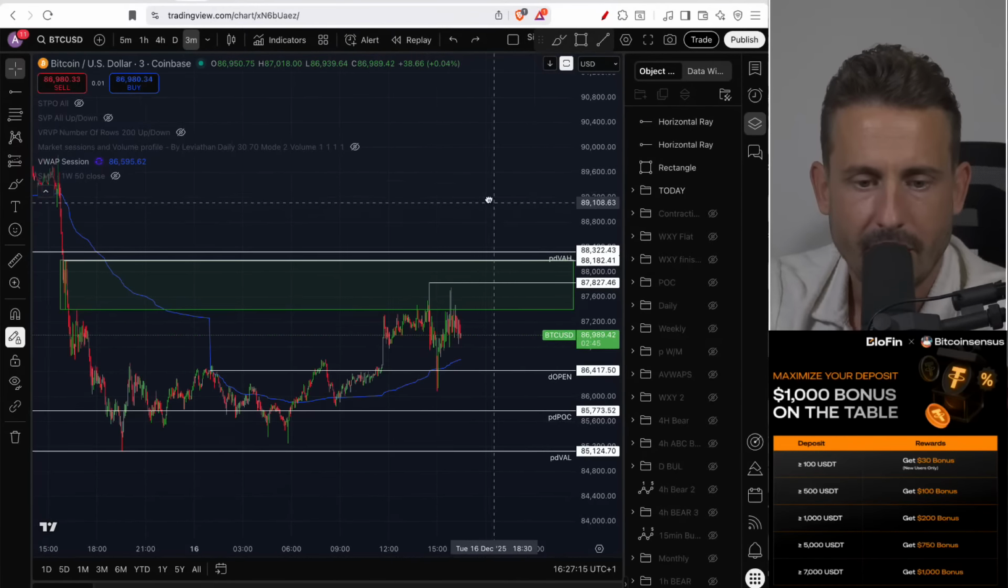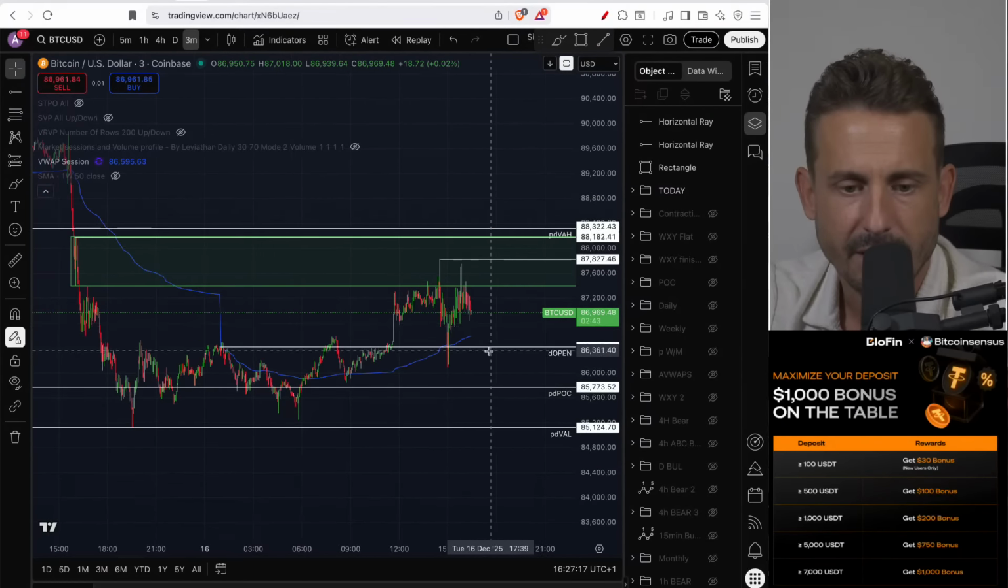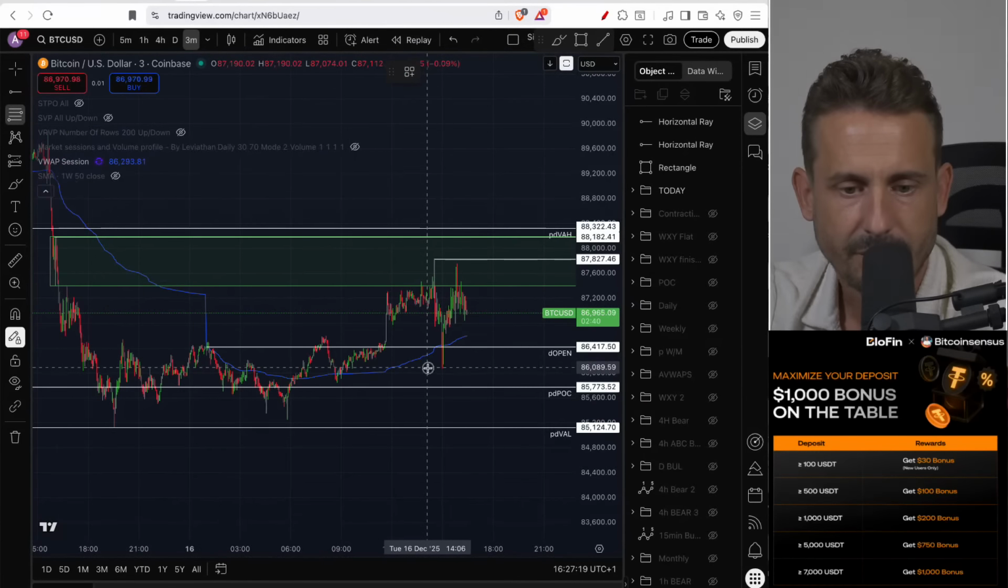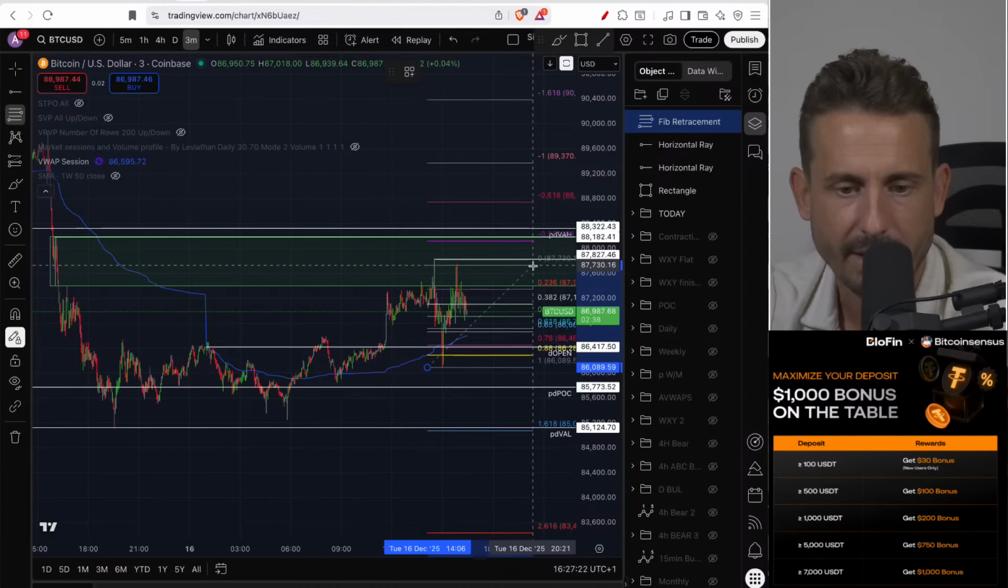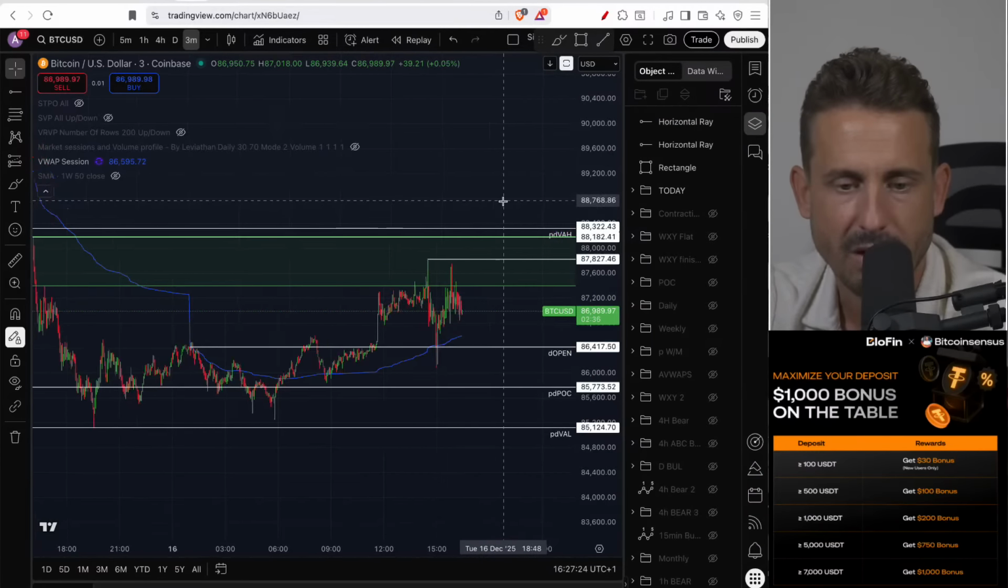So we're going to be analyzing that scenario right over here. It would be nice to come down here to the VWAP and the golden pocket, and see if we do get that wick down. It's going to be an aggressive long.